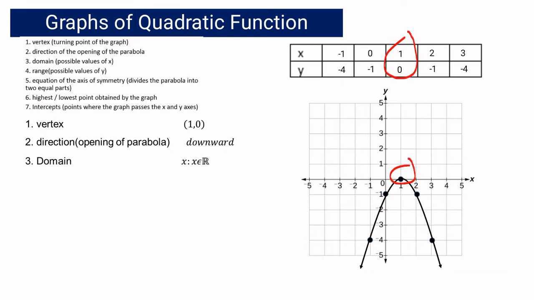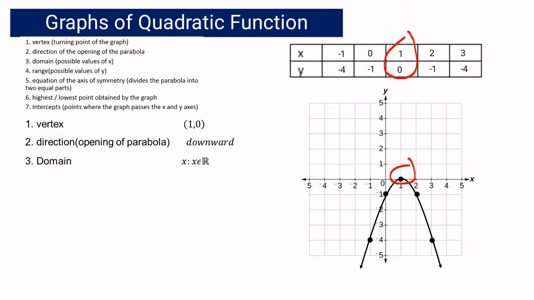Then we have the domain, the possible values of x. Again, if we look at our x-axis, since our parabola extends infinitely in both directions, meaning to say all the numbers on the x-axis can be a value for the x-coordinate that passes through our parabola. That is why it is the set of real numbers.